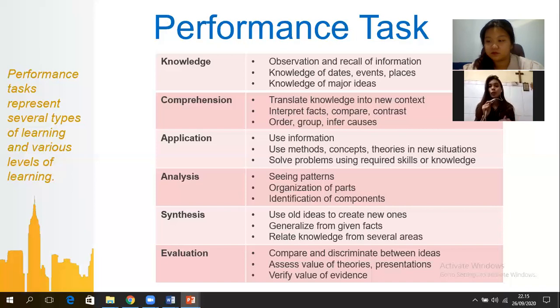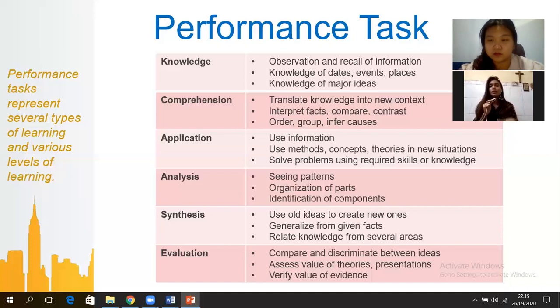And then the third one is application. That's how they use the information and use methods, concepts, and theories in new situations and solve problems using required skills or knowledge. So the students are expected to be able to use the knowledge that they already know.